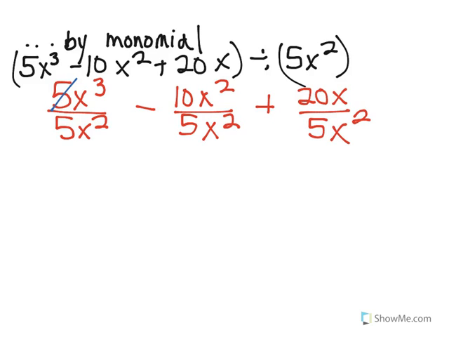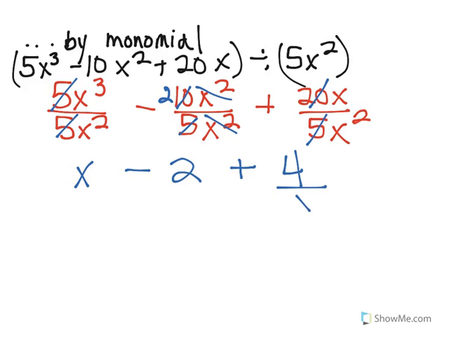So 5 divided by 5 leaves us with 1. X cubed divided by x squared leaves me with an x. Minus 10 divided by 5 is 2. X squared divided by x squared is 1. So x minus 2 plus, we have 20x over 5x squared. 20 can be divided by 5. That leaves me with 4. And here, x divided by x squared leaves me with an x in the denominator.